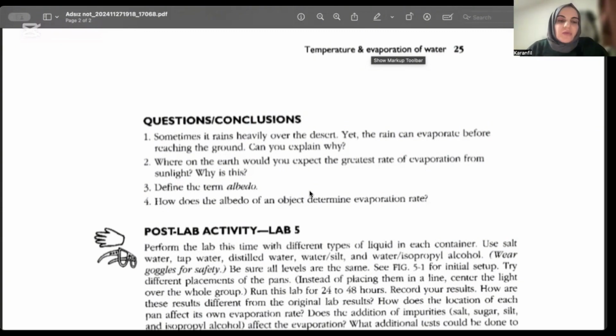Last question, how does the albedo of an object determine evaporation rate? The albedo of an object affects the amount of heat it absorbs. An object or surface with low albedo absorbs more sunlight and heat, increasing its temperature and accelerating evaporation. In contrast, a surface with high albedo absorbs less heat, resulting in a slower evaporation rate.